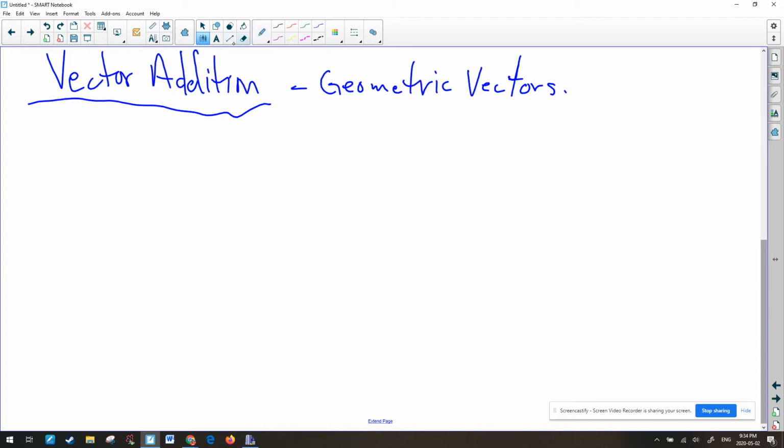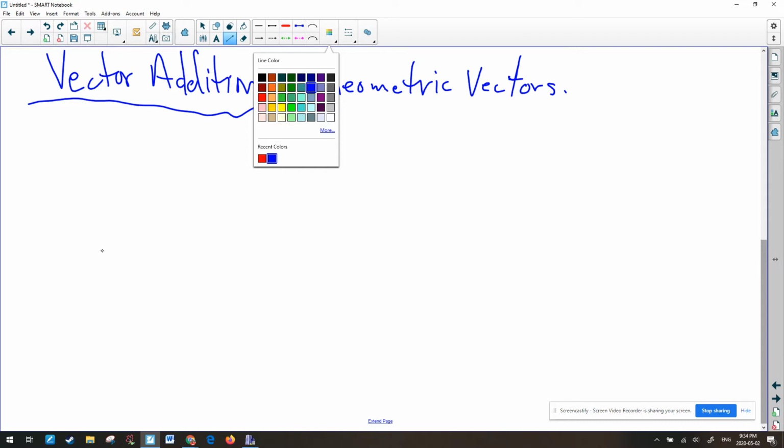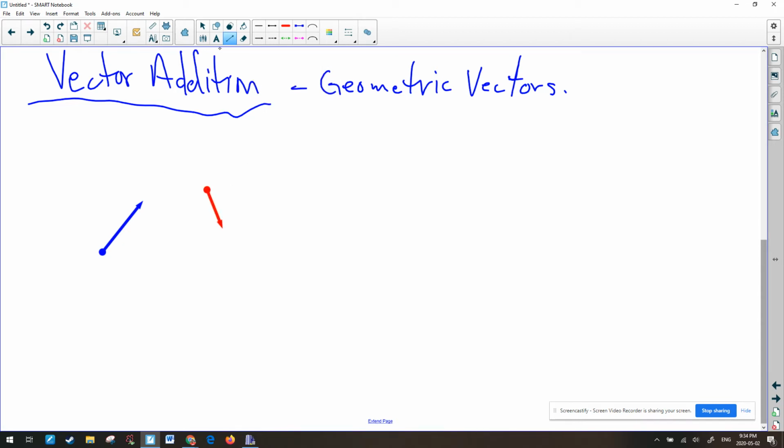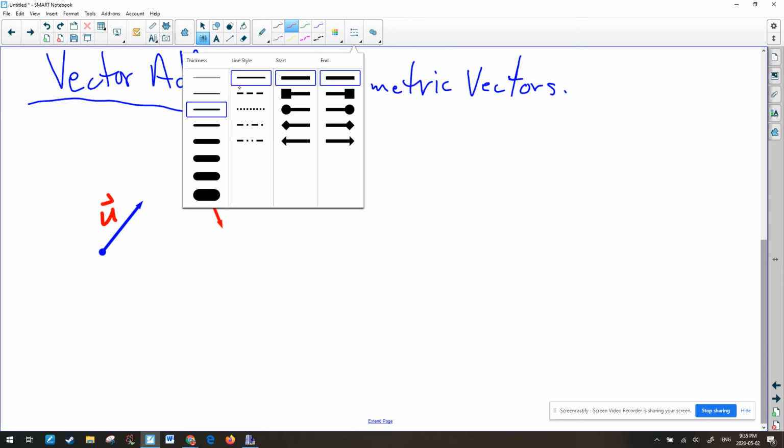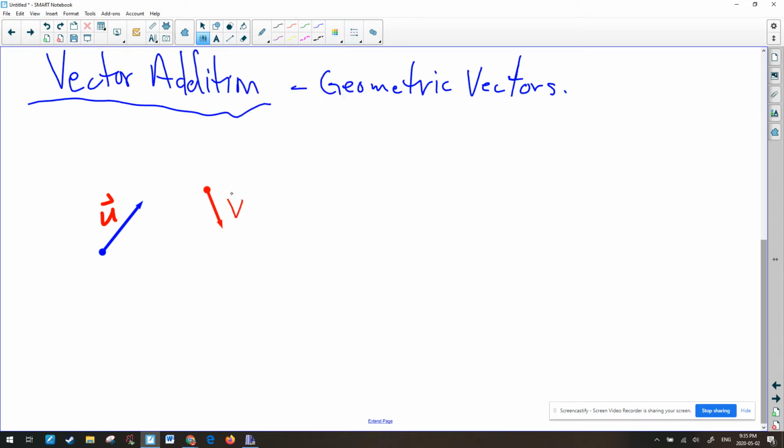So imagine I have the following two vectors. Let's grab this and we'll make one this color. There's that vector, and I'll grab a different color and make this one like this. And I am going to label these. This is going to be vector u. And I'll call this one vector v. So if I said calculate u plus v, here's what we do.